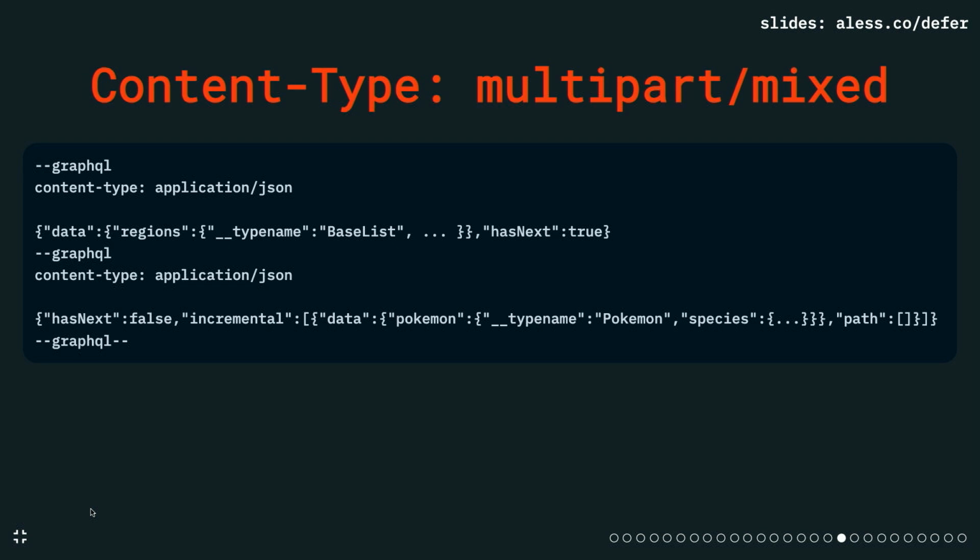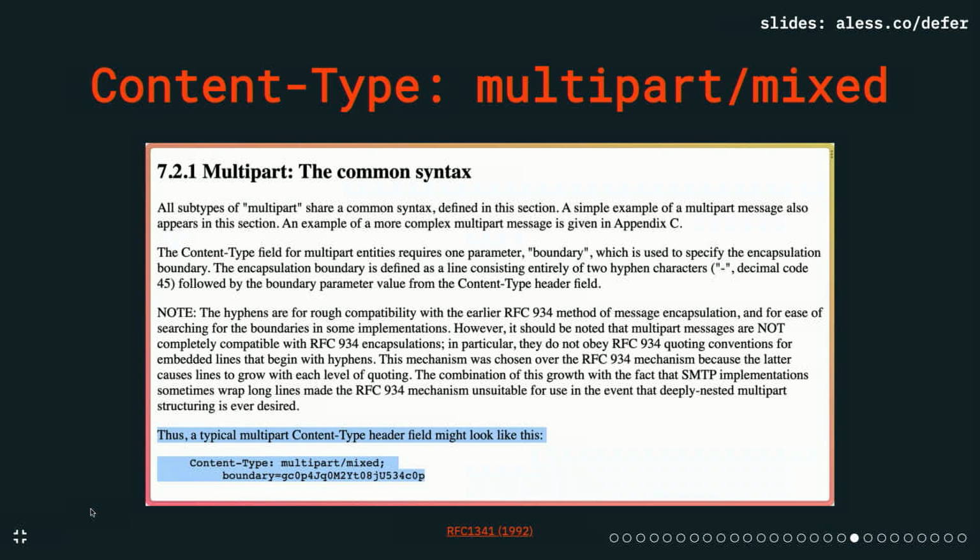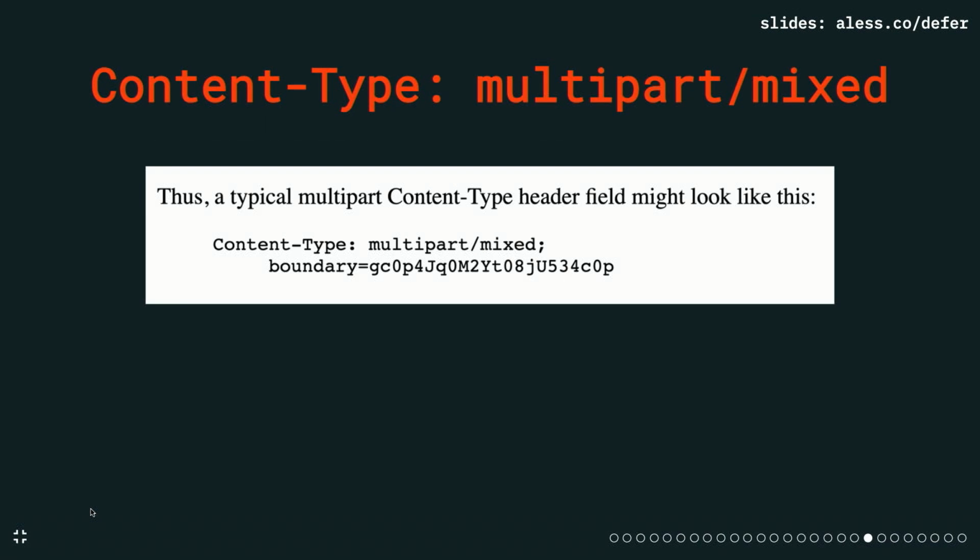And what I think is so cool about this content type of multipart/mixed is that it was actually created in 1992. It dates all the way back to 1992. And this is an excerpt from RFC 1341. It was originally, I believe, correct me if I'm wrong, someone in the room would probably know if this is inaccurate, but I think it was created for use with email gateways. And so here the original RFC says, thus a typical multipart content type header field might look like this. And this is what we just saw in our request that Apollo Client made.